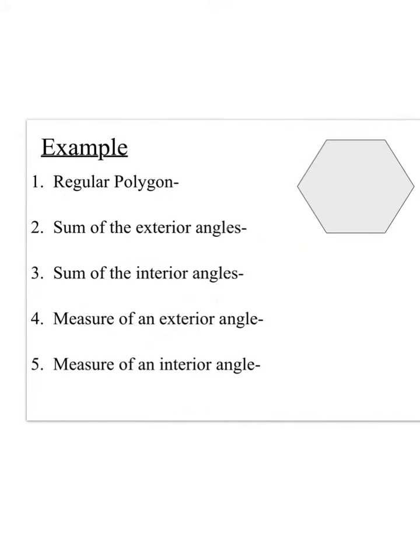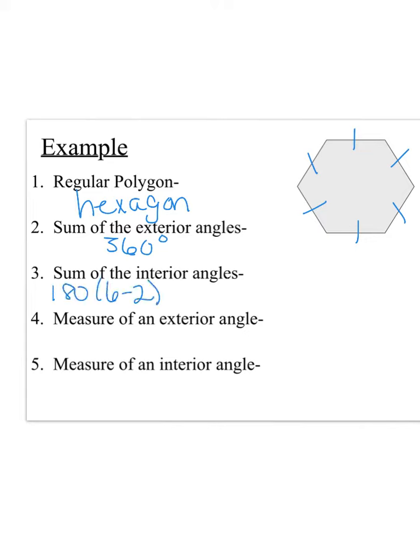So the next regular polygon we have is a 1, 2, 3, 4, 5, 6-sided figure. So that's a hexagon. The sum of the exterior angles, 360 degrees. The sum of the interior angles, 180 times 6 minus 2. So 180 times 4 gives us the quantity of 720 degrees.